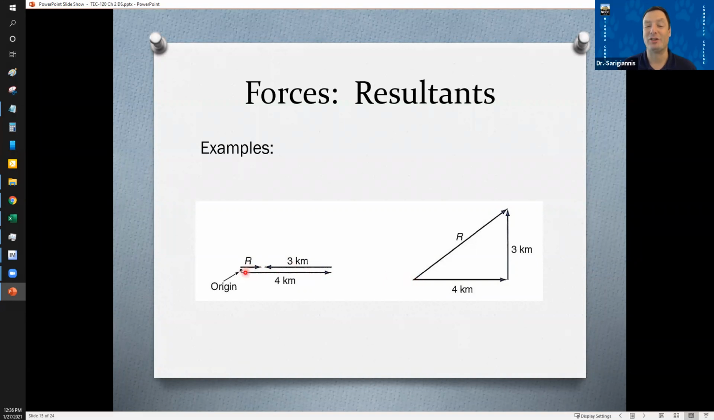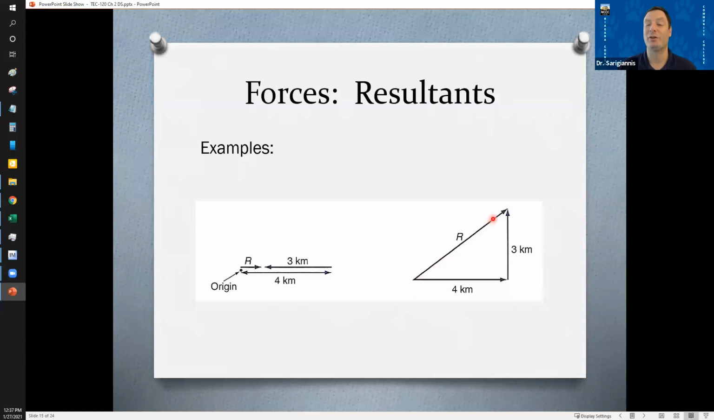Similarly, this is in 1 dimension, right? And you can think about this as taking a walk. I walk 4 kilometers this way. I walk 3 kilometers this way. My result is that I'm 1 kilometer away from my starting position, wherever that is.